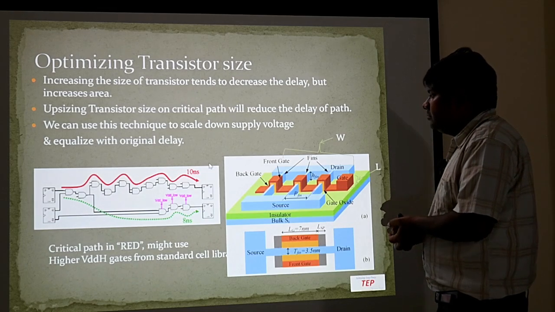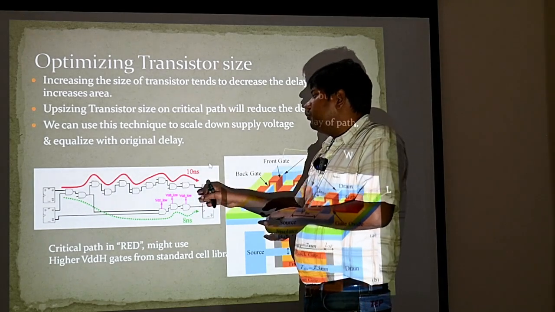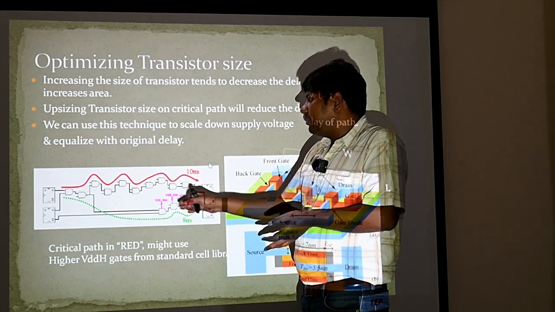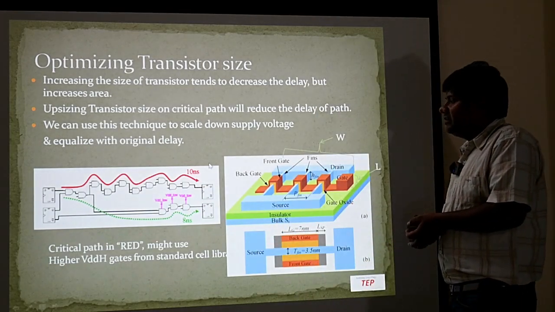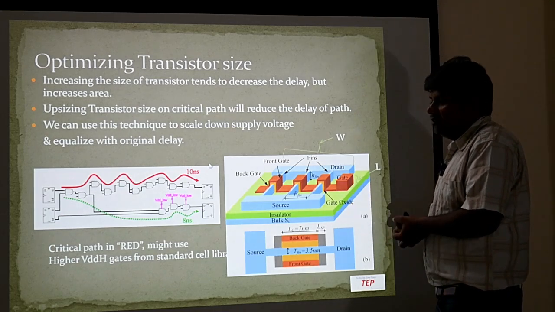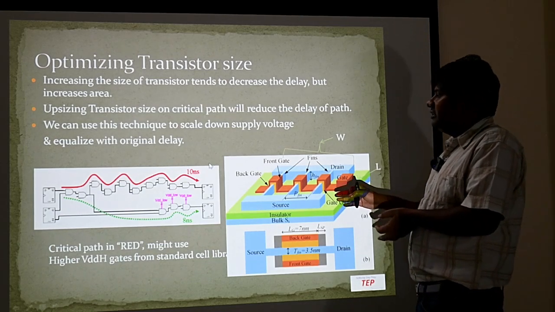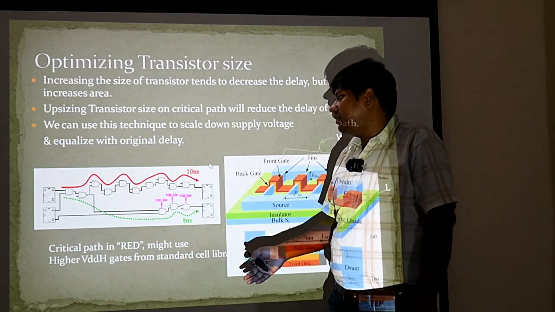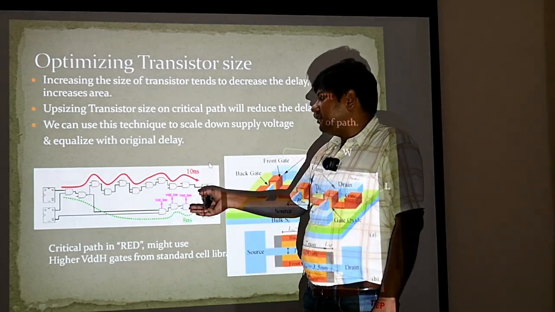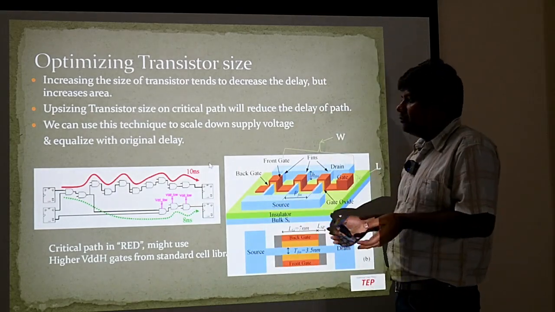Suppose there is some critical path where there are more transistors compared to other paths. What we do in those cases is increase the transistor size. When we increase the transistor size, what happens? The delays become less and less. First of all, it is able to compete with other paths. So that serves our purpose.